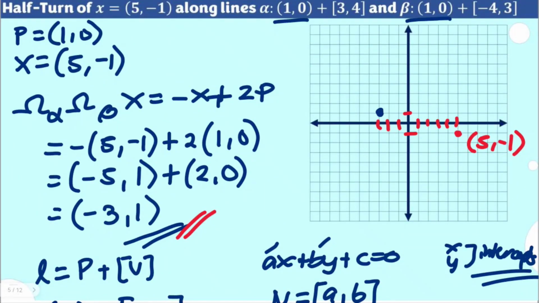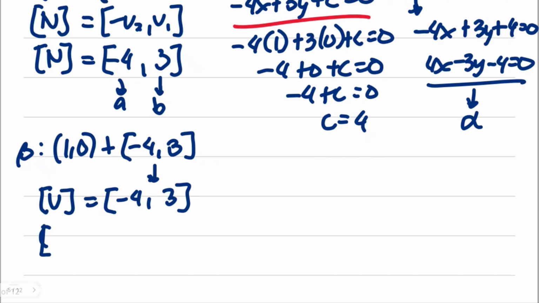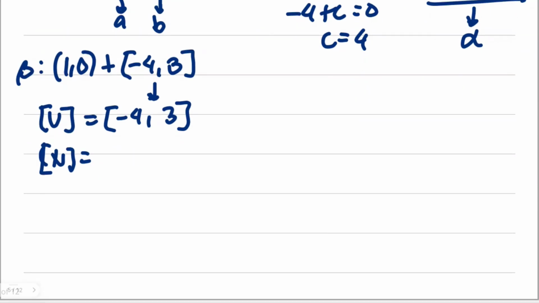So its direction vector is negative 4 and 3, which is similar to that, right? Because that is actually the relationship between the normal vector and the direction vector of a line. They must be orthogonal. And either way, if this is our vector v for our beta, which corresponds to negative 4 and 3, the normal vector is actually identified again as negative v sub 2 and v sub 1.